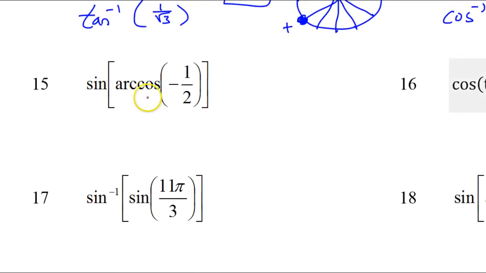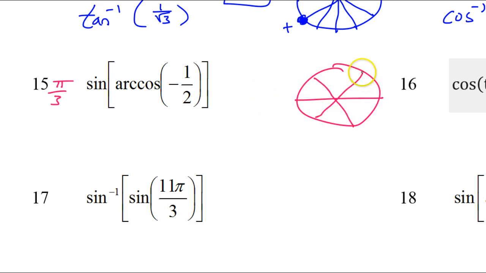Arc cosine is just an angle. It's the angle whose cosine is negative 1/2. Well, forget the negative for a second. The angle whose cosine is 1/2 is pi over 3. That tells me that pi over 3 is the reference angle.